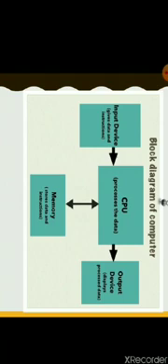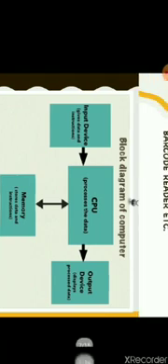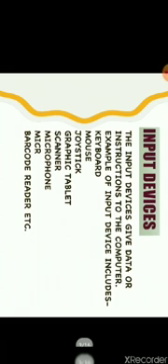The block diagram of a computer contains four basic components: input device, CPU, output device and memory. The input devices are used to give instructions to the computer, which are then processed by the CPU. The result of processing is displayed on the output device. After having studied this chapter, you will be able to understand the working of input devices, output devices, CPU and memory. In this video, we will discuss various input devices.